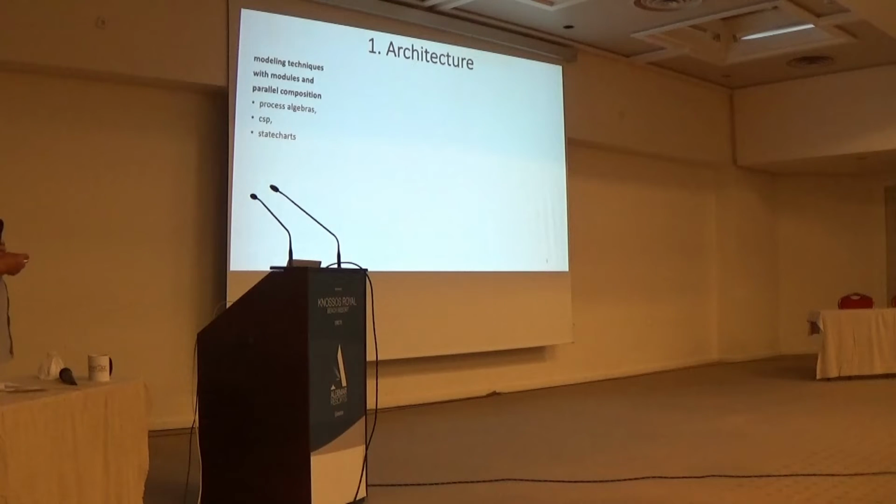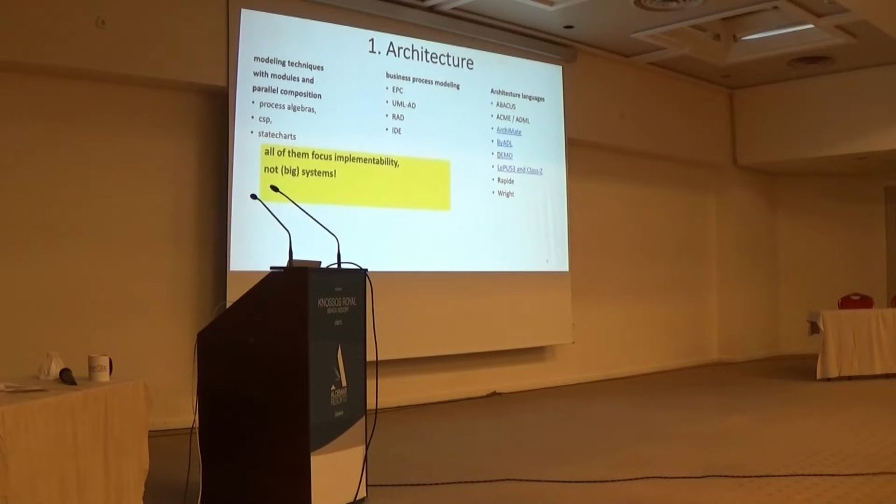Okay, so let's look at what the literature offers. There are modeling techniques already, and they have modules and they have parallel composition, and I've written some here. There are business process modeling techniques, there are architectural languages that speak about modeling. I don't go into the details. My point is all of them focus on implementability. They all start with the computer and not with the real problem. And that's what we need. I said it already, we need a fundamental technique that is more general, more abstract, more simple. That is very important.